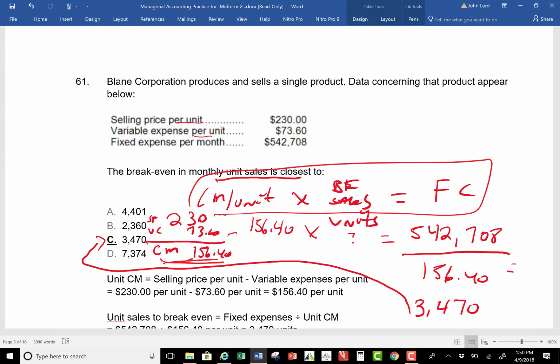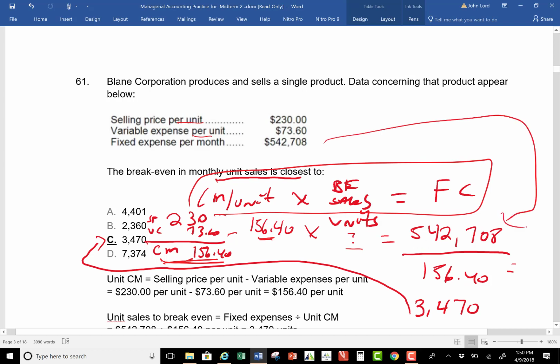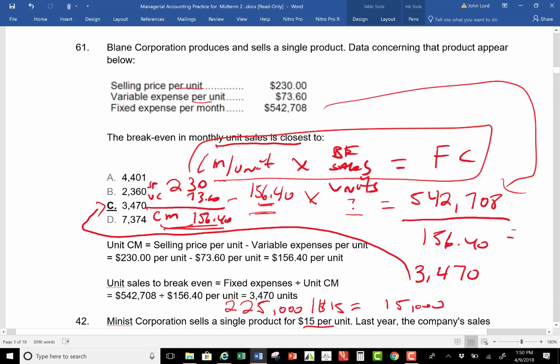Contribution margin per unit times my break-even sales in units, which is what I'm looking for, equals fixed cost. You simply put in the contribution margin per unit, which we just calculated, times the unknown number of units, and that has to equal the fixed cost, which they gave me here. I take that fixed cost, divide each side by the contribution margin per unit, and that gives me 3470 break-even units.